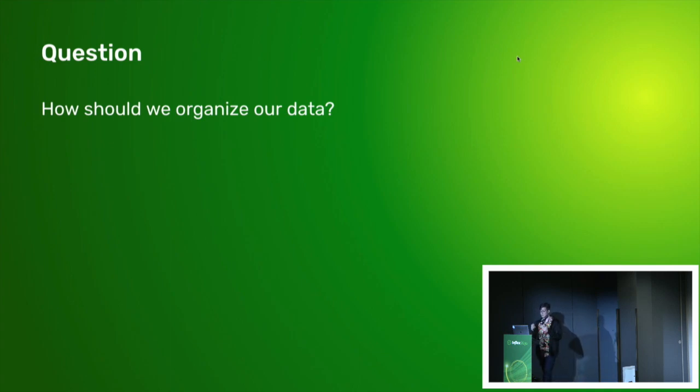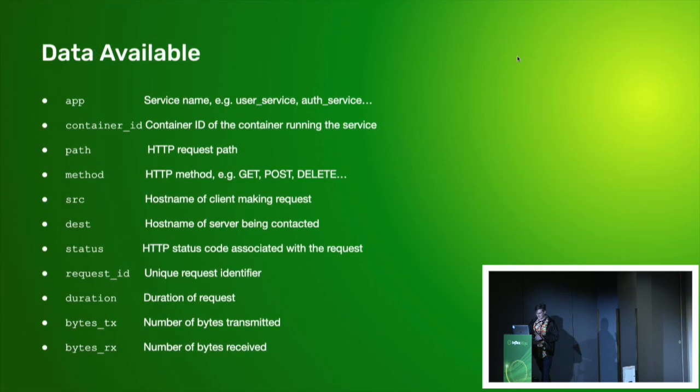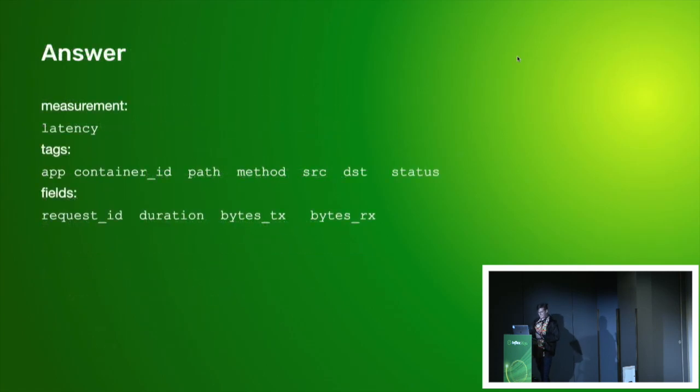The next question after that is, okay, if request ID isn't going to be in the series, what does my schema really look like? I would say that you should probably go with a top-level measurement like latency, and then you have the tags for app, container ID, path, method, source, dest, and status. Those all feel like things that won't insanely blow up your cardinality.